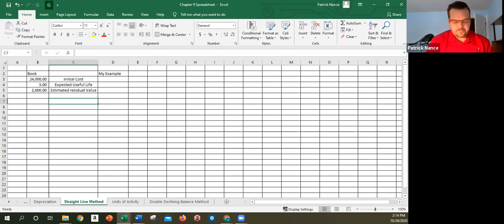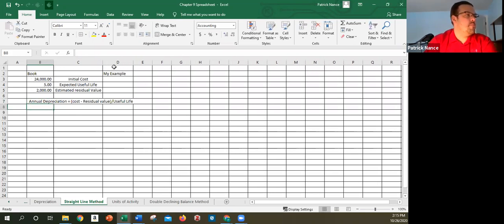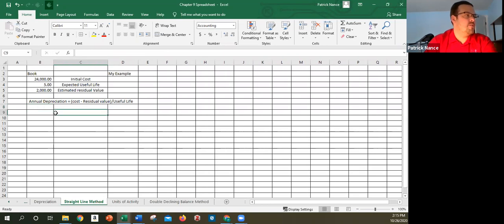So the formula for straight line depreciation is my annual depreciation. It's important that we're saying annual, because if we had partial years, we'd have to adjust for it. My annual depreciation is my cost minus my residual value, also known as its depreciable cost, divided by useful life. That is the formula for the annual depreciation for any fixed asset that we have under the straight line method.